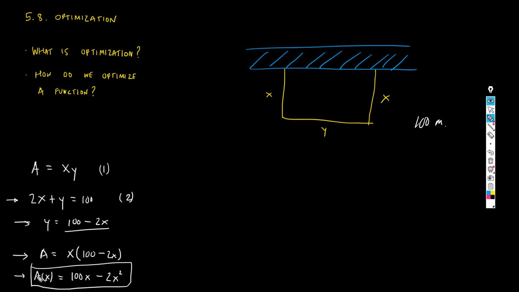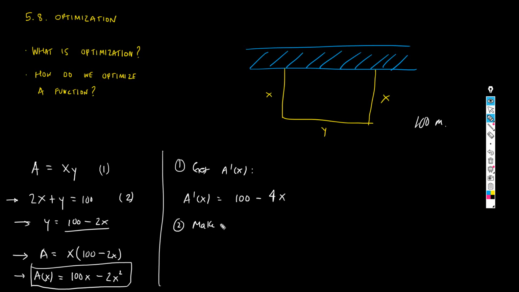Okay, so this is the function that I want to maximize. How do I do it? I do this. The first step is get the derivative or differentiate this function. So get A prime of x. Let's do that. Let's differentiate that function. A prime of x will be equal to 100 minus 4x. Okay, that's when you get the derivative of this, you should get this. The second step is this. Make A prime of x equal to 0. So here it goes. A prime of x, which is all of this, I should make it equal to 0. Why? So that I can find the turning points or the maximum and minimum points.